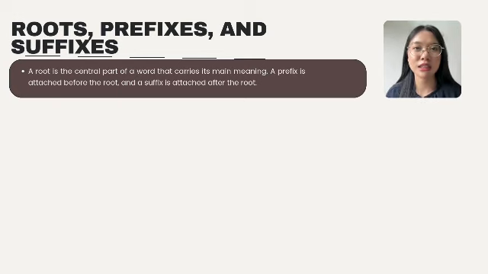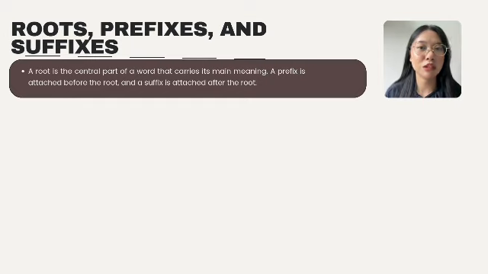Here, a root is the central part of a word that carries the main meaning. A prefix is attached before the root, and a suffix is attached after the root. You can see our example here. I already attached a table so it is easy to understand, and I will explain one example from the table.